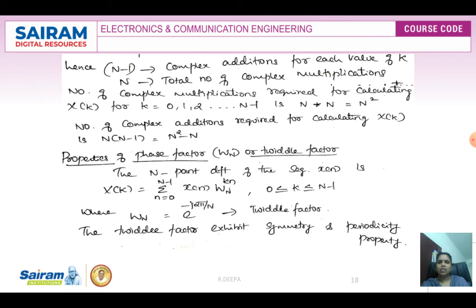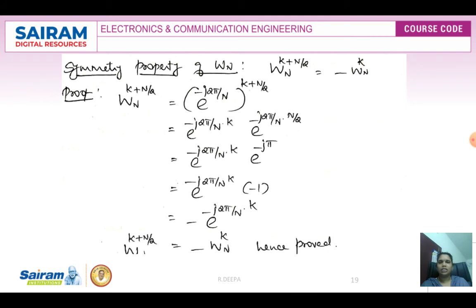So as you know, the N-point DFT of a sequence x of n is X of k is equal to summation n is equal to 0 to N minus 1 x of n W_N power of kn, where k ranges from 0 to N minus 1. So in this W_N, as I told, it is named as a twiddle factor. So this twiddle factor is having a property called symmetry and periodicity property. So this property will be helpful if you study it and implement it in the FFT algorithm.